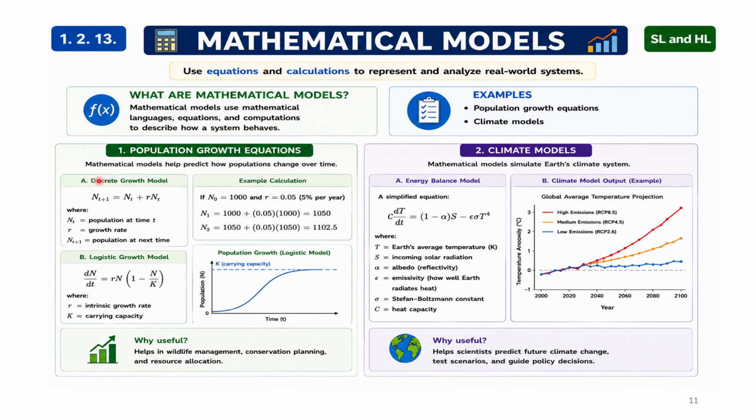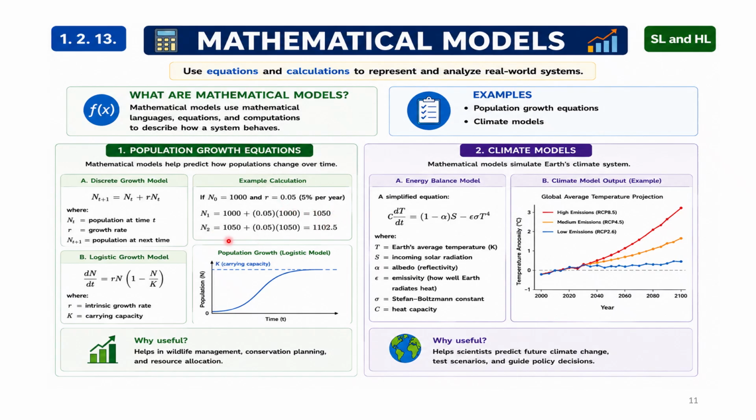The discrete growth model predicts population size from one time period to the next using a growth rate. For example, a population of 1,000 individuals growing at 5% per year increases to 1,050 after 1 year.